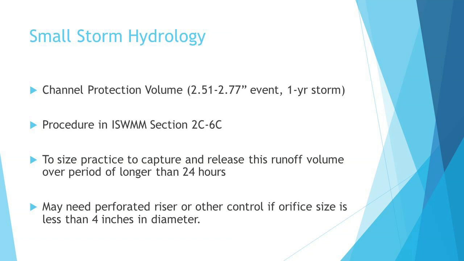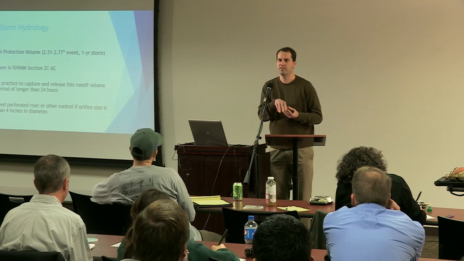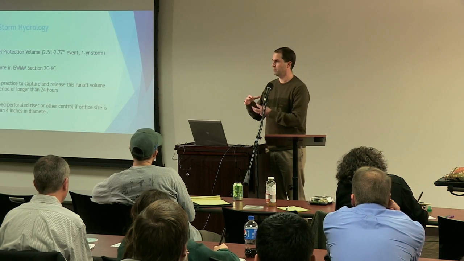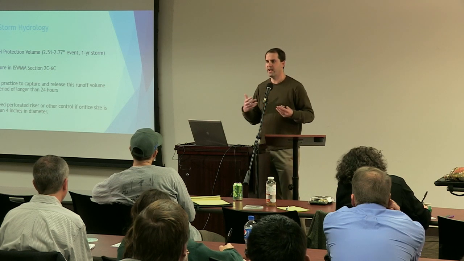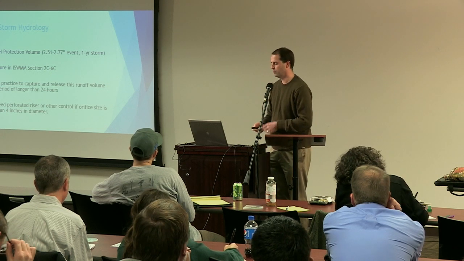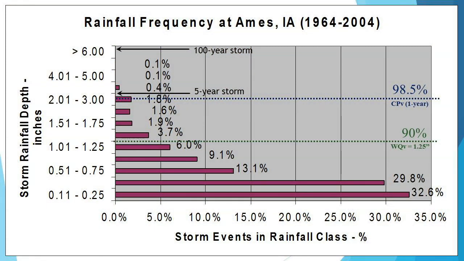And in a lot of cases, on a relatively small site, you might have to have a perforated riser or some other type of practice that slowly releases that storm, because the calculated size of the orifice that you would need would be too small. I mean, if we get down to 2 inches or even 3 inches, a pack of cigarettes or a clump of leaves is going to clog that up. So you may have to have a perforated riser or something else that will manage this runoff volume. So again, we're talking about basically all storms below this blue line. So now we're up to almost 99% of the rainfall that falls in Iowa in this category.